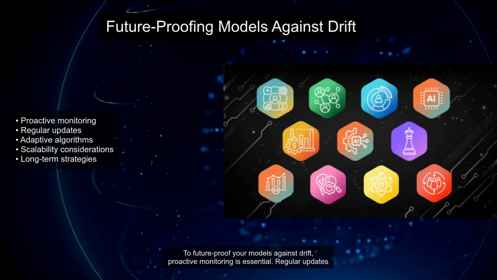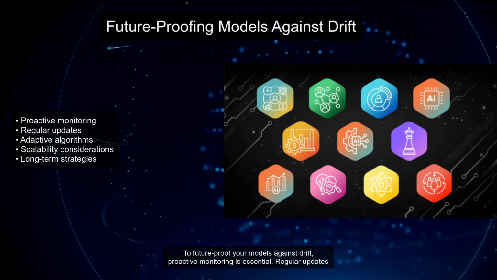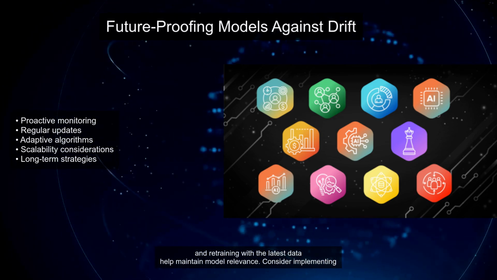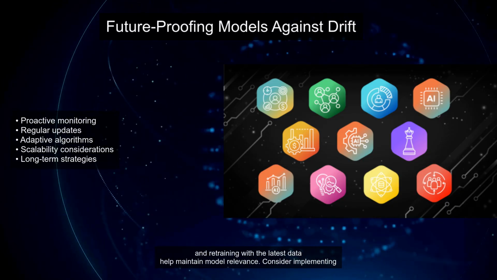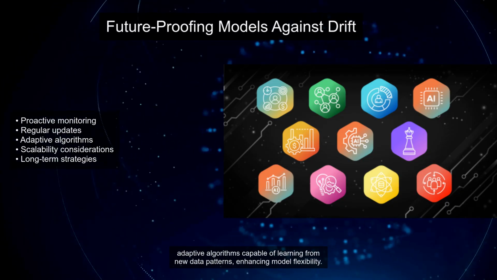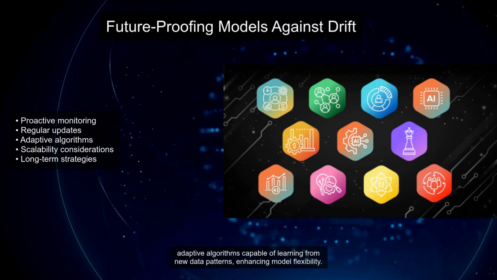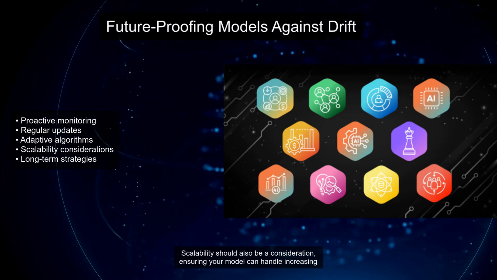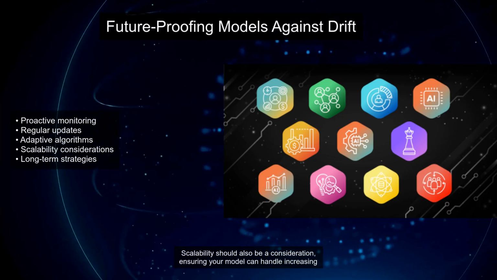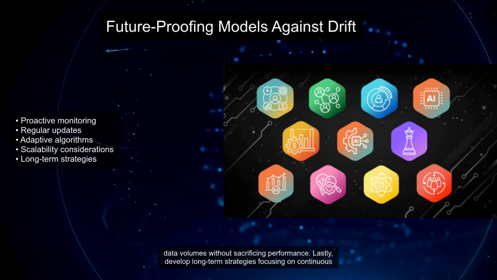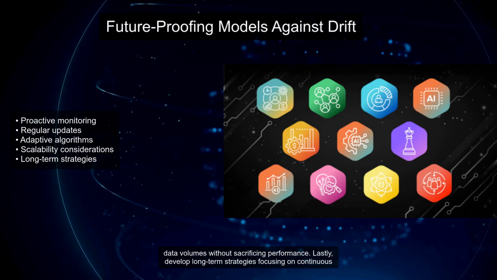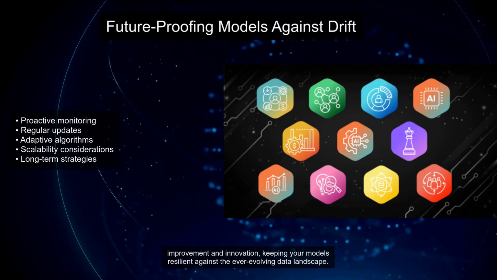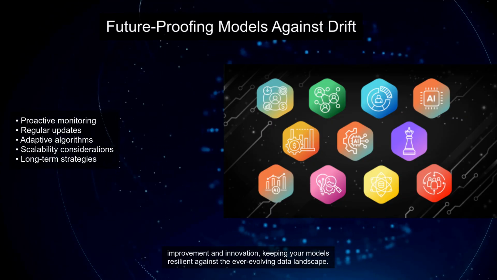drift challenges. To future-proof your models against drift, proactive monitoring is essential. Regular updates and retraining with the latest data help maintain model relevance. Consider implementing adaptive algorithms capable of learning from new data patterns, enhancing model flexibility. Scalability should also be a consideration, ensuring your model can handle increasing data volumes without sacrificing performance. Lastly, develop long-term strategies focusing on continuous improvement and innovation, keeping your models resilient against the ever-evolving data landscape.